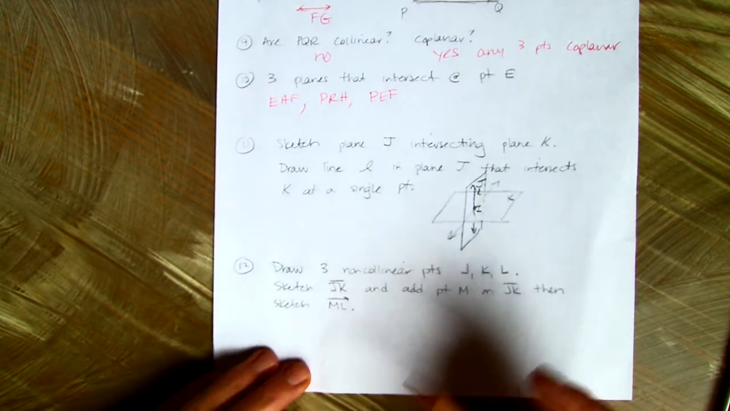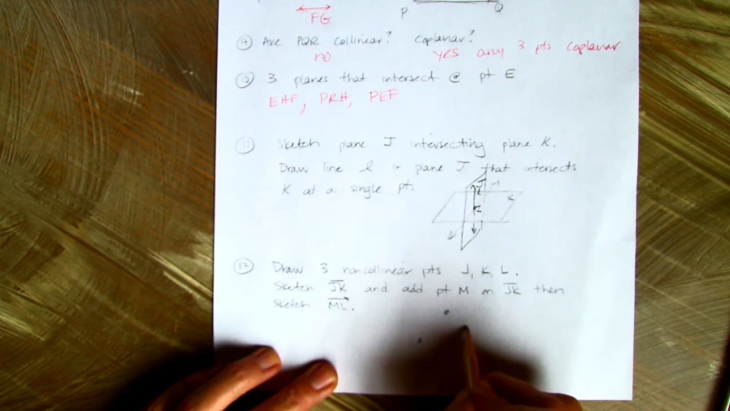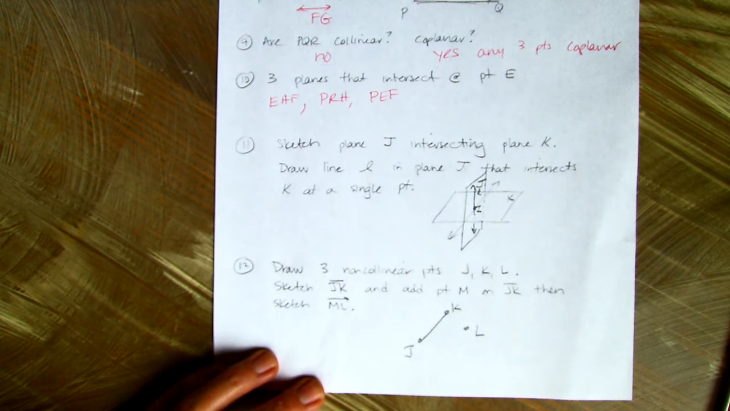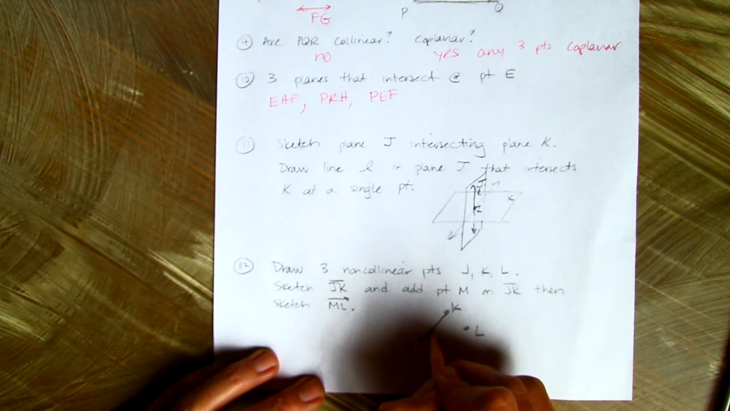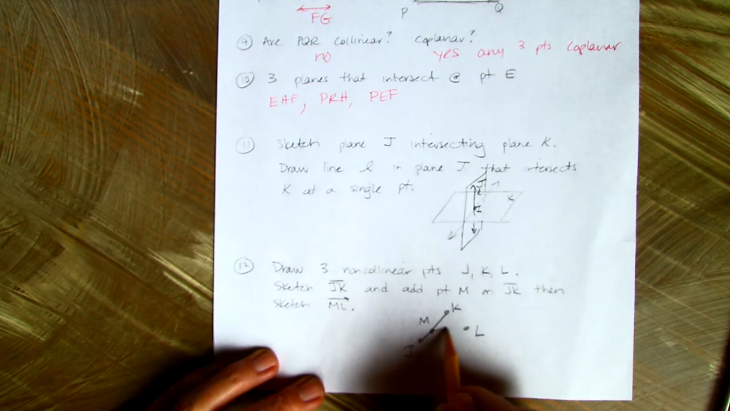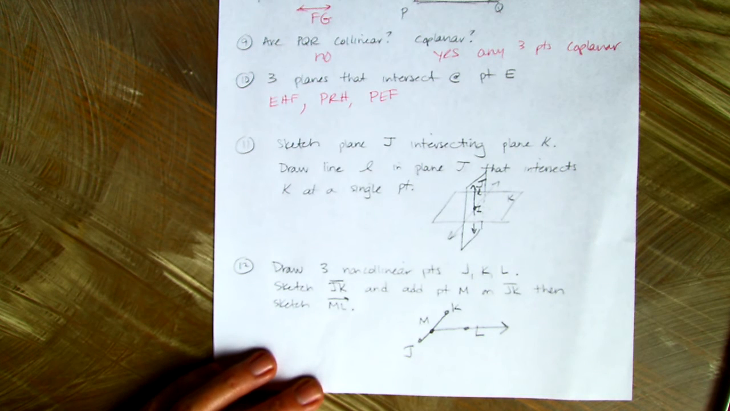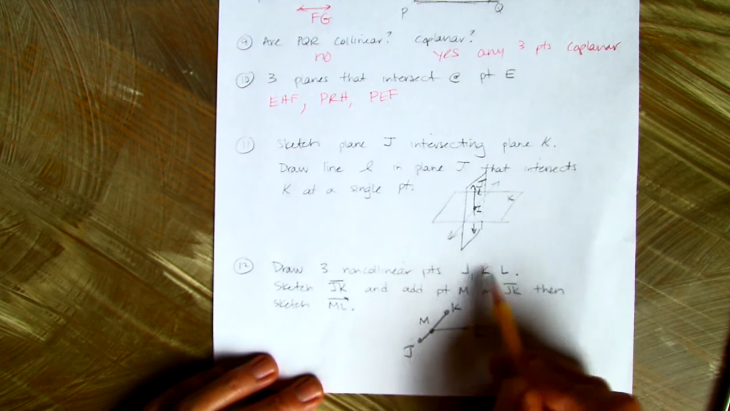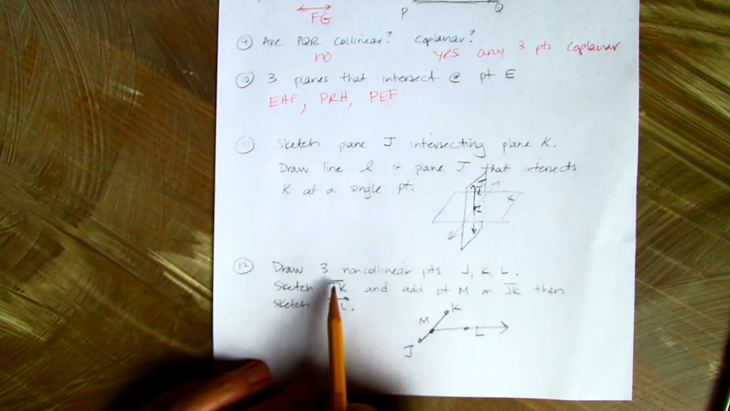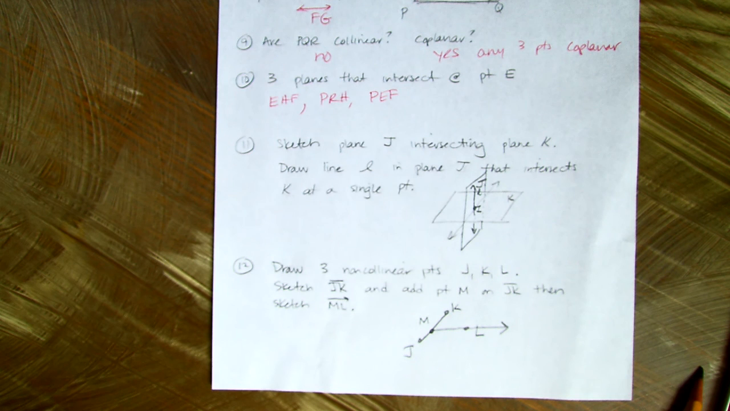Draw 3 non-collinear points, J, K, and L. Sketch segment JK. And add point M on JK, anywhere. And then sketch ray ML. There you go. Now JK is part of a line. Ray ML is part of a line, but specifically in these instructions, that's what they asked for. So hopefully that gives you a good start to points, lines, and planes.